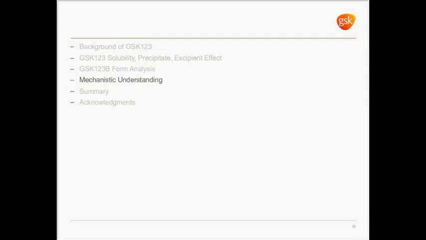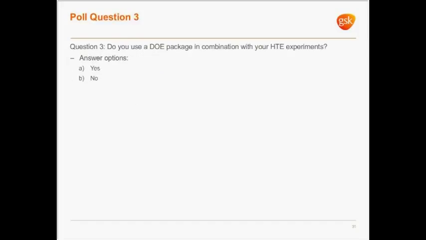So for this last section, I'll talk about some experiments that were performed to support mechanistic understanding. And with that, what we'll do is pause for our third and last poll question. We have 1 minute to answer this question. Do you use a DOE package in combination with your HTE experiments? And really, I'm just looking for a yes or a no.